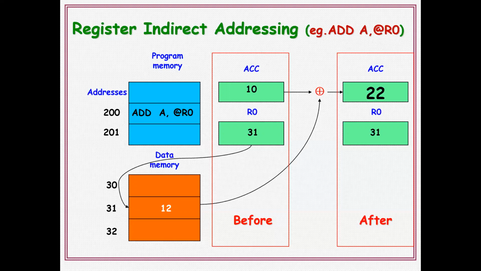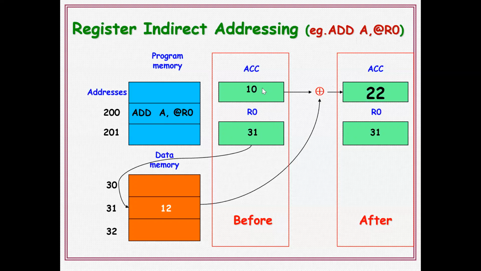Before this instruction, assume that the accumulator contains 10 and R0 contains 31. Before the execution of the instruction ADD A, @R0, the content of the accumulator is 10, and the content of the R0 register is 31. Then what will happen here with ADD A, @R0?